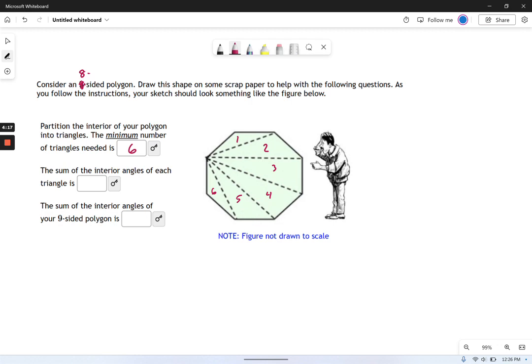The sum of interior angles of each triangle, this is a fixed number. This is always going to be 180 degrees. The angles inside a triangle always add up to that. And now here comes the punchline. If we want to know how many degrees there are in the interior angles of the 8-sided polygon in this picture, all we have to do is add up the number of degrees in all the triangles. And I'll show you why that works.